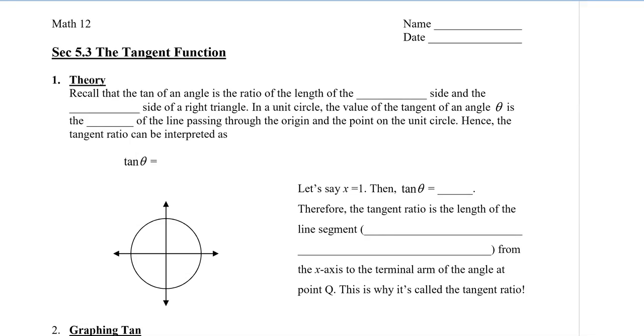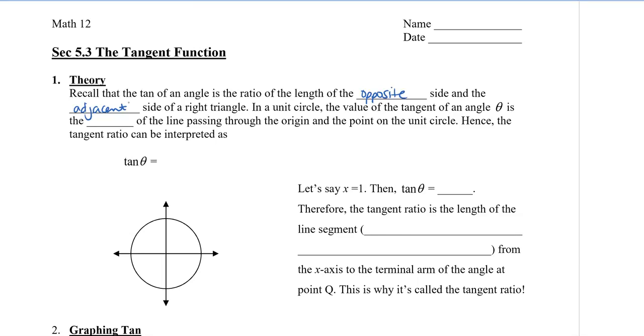In this video, I'm going to show you how to graph the tangent function and then how to apply the transformations to the basic function. Now recall that the tan of an angle is a ratio of the length of the opposite side and the adjacent side of a right triangle.